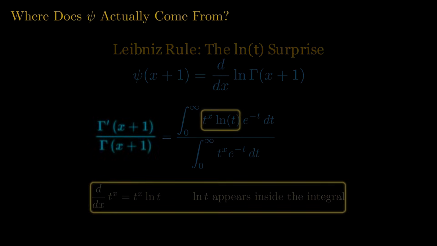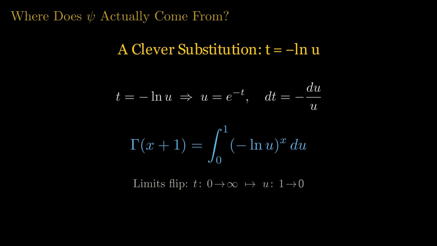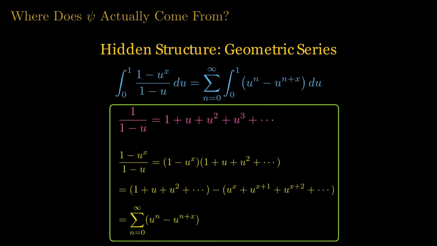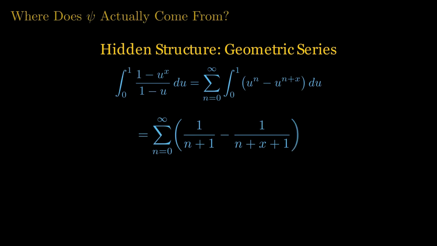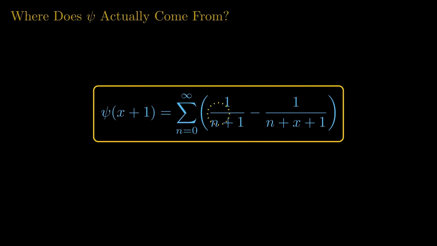Next, we make a clever substitution that transforms the integral from 0 to infinity into one from 0 to 1. That reveals a hidden structure. Inside the new form, a geometric series pattern appears, and once that pattern is expanded, everything opens up into an infinite sum. In the end, psi of x plus 1 becomes a beautiful series made from simple fractions. So psi is not mysterious anymore, it is a series. And that series is what we will use next to uncover its deeper connection to the harmonic series.